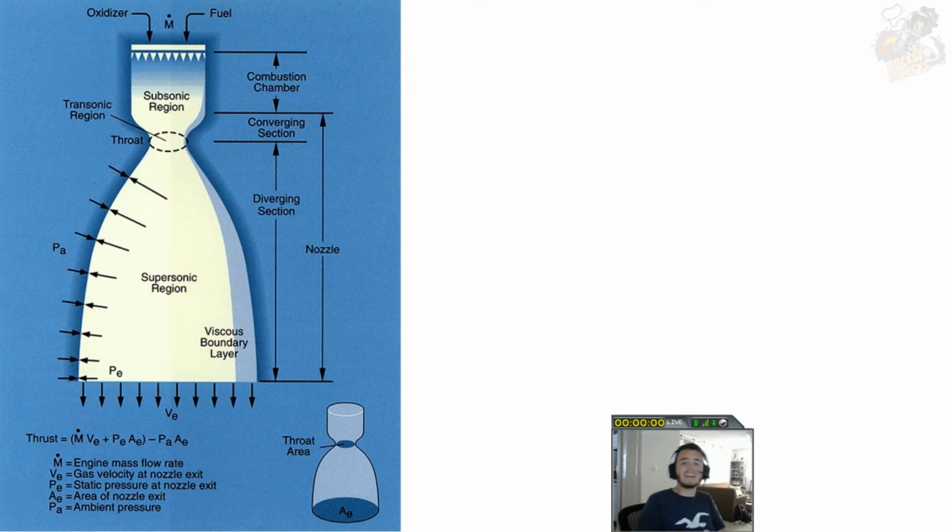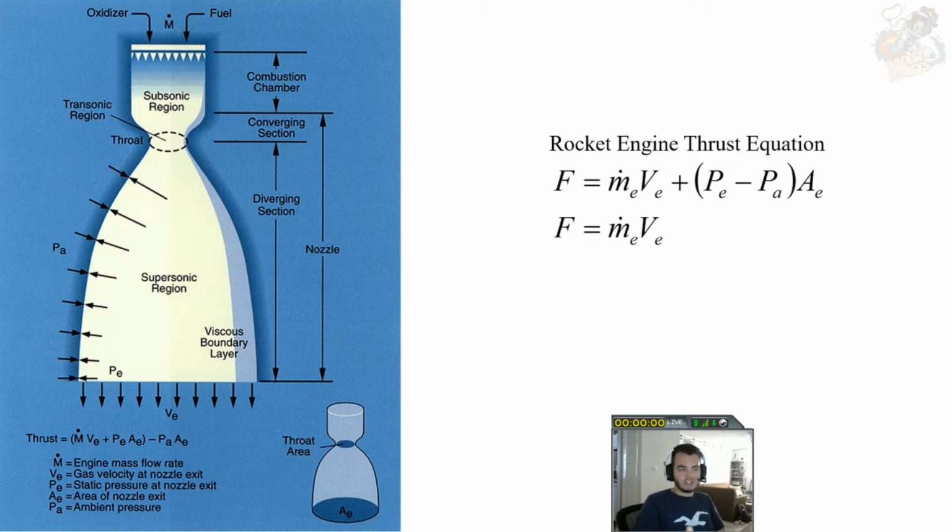So why is maximizing the exit velocity important? Well, that involves the rocket engine thrust equation. So this is the rocket engine thrust equation. The m dot E is the mass flow rate going out the end of the nozzle, and V subscript E is the exit velocity of your combustion products, right? So that first term is the momentum of your combustion products.